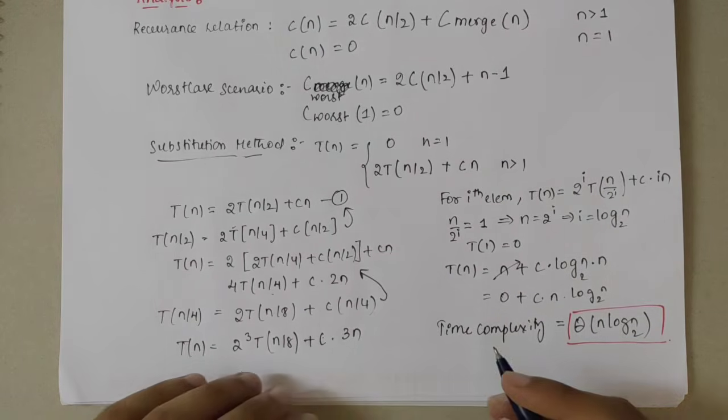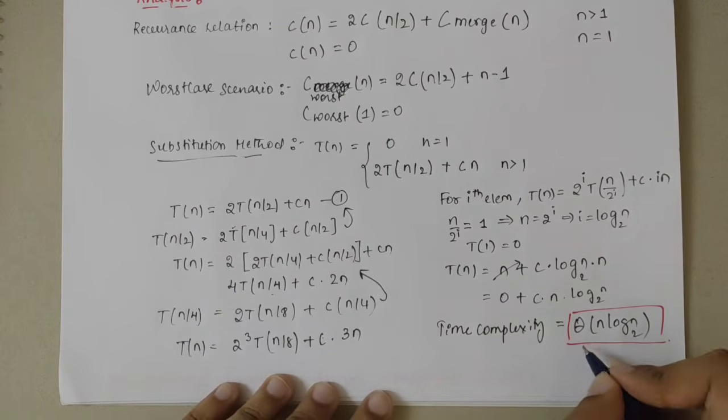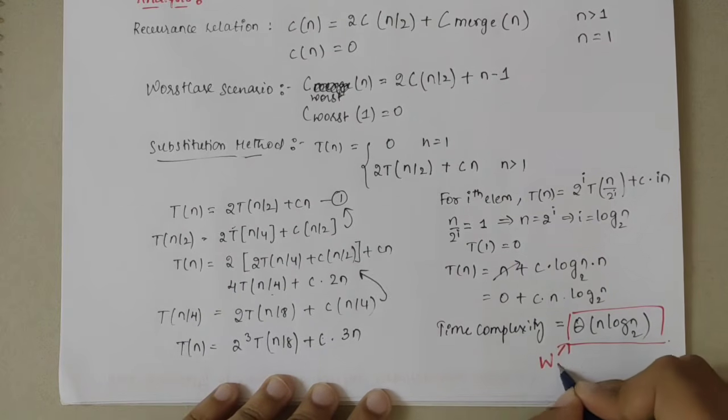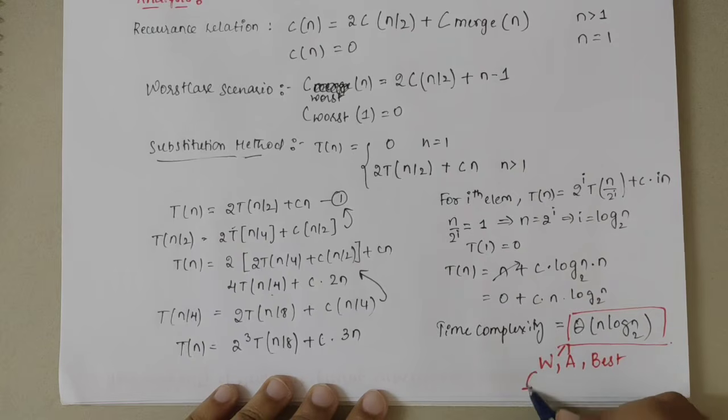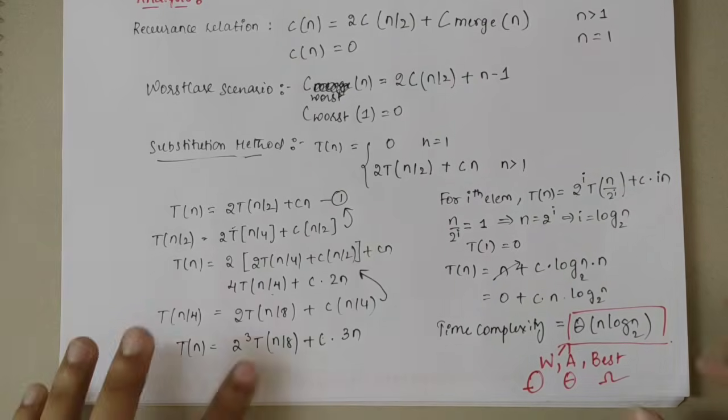Further, in total I can write this obeys for the worst case, the same for the average case, and the same for the best case also. So for the worst case I'll have big O, for average I'll have theta, and for the best case I'll have omega. So this was about merge sort.